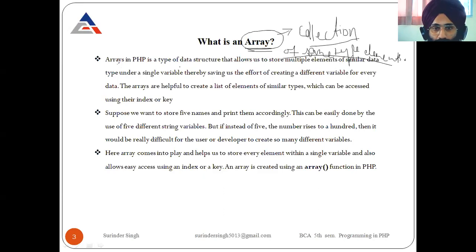An array in PHP is a type of data structure that allows us to store multiple elements of similar data type under a single variable, thereby saving us the effort of creating different variables for every data. Clear? Instead of using single variables for every data value, you can use an array.